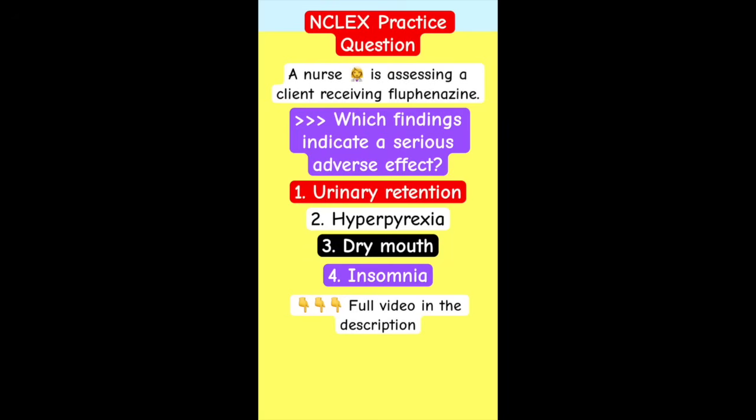A nurse is assessing a client receiving fluphenazine. Which finding indicates a serious adverse effect? Once again, a serious adverse effect. Urinary retention, hyperpyrexia, dry mouth, insomnia. Which one do you think is very serious? Which one indicates a serious adverse effect? Put down your answer in the comment.